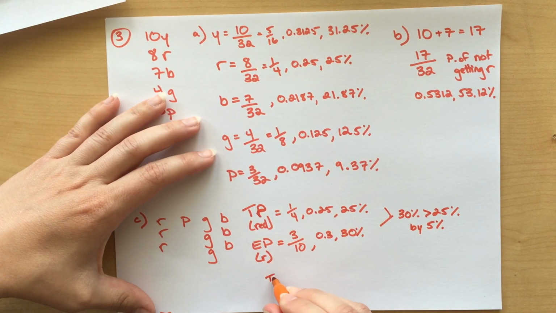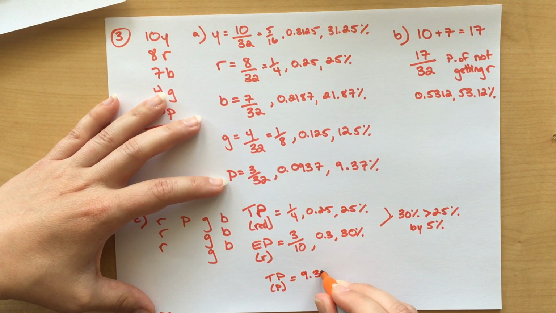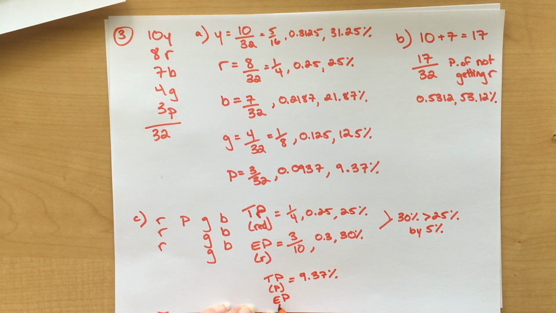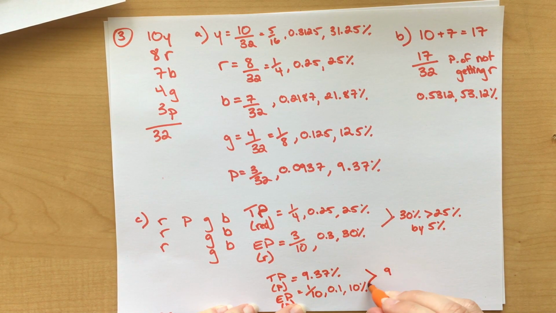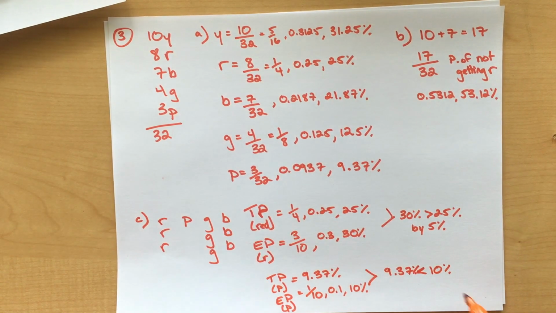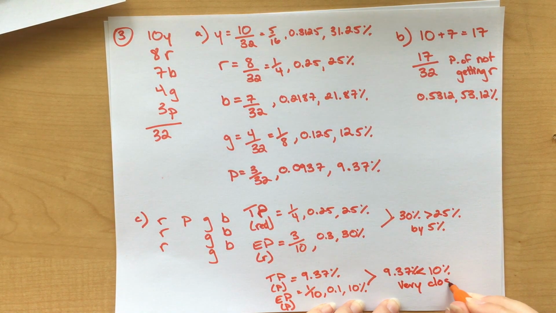Okay, let's look at the theoretical probability of purple. Purple should have been, we'll just use percentages in this case, 9.37%, compared to the experimental probability of purple, which was 1 out of 10, or 0.1, or 10%. If we look at these two, 9.37 compared to 10% are very close actually. That percentage would be pretty accurate. So we can even write that. We can say very close.